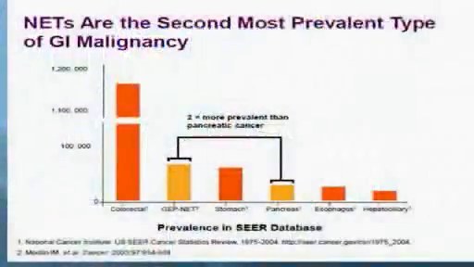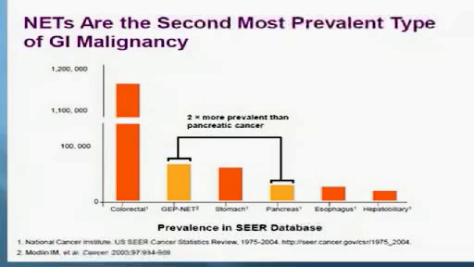And you've already seen this particular graph that shows that it's become the second most prevalent type of cancer within the gastrointestinal tract. Colorectal is certainly 10 times more common, but again, because they live longer, there's a lot more patients around. Remember, prevalence means how many people have this disease within the population.